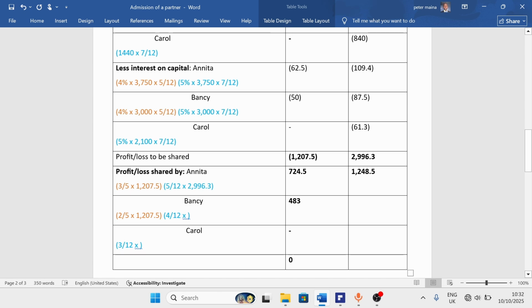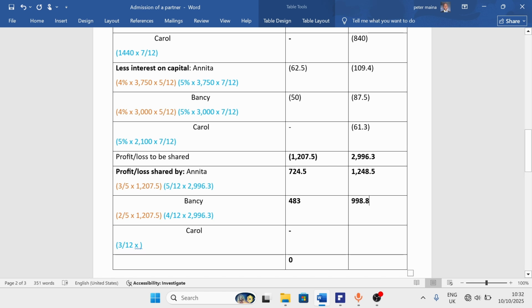And then Bansi is going to take 4/12 of the profit, which is 2996.3. So let us calculate that. 4 divided by 12 multiplied by 2996.3. It is giving us 998.8. In one decimal point, we can say it is 0.8.